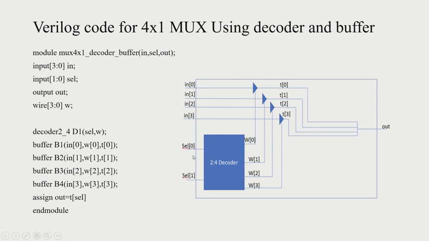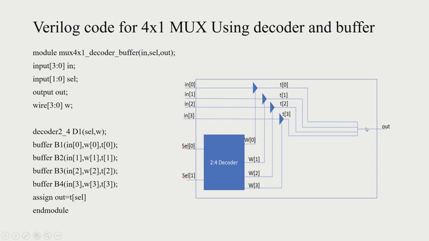Suppose we have applied the selection line as 0 1. Then w1 will be high, so only t1 will pass its input to the output, but all the others will be at high impedance. If we connected all of them directly to the output, the output would be confused: this is high impedance, this is 1, this is high impedance, this is high impedance. So the output would produce an undefined state, x, or don't care.